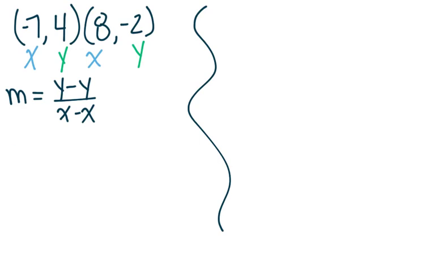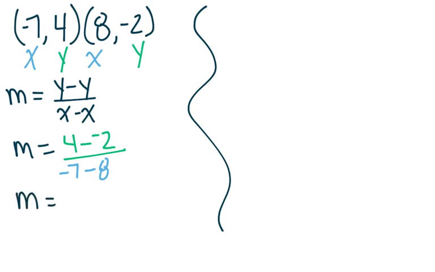So then I'm going to go m equals, my y's are going to go on top, so I have 4 minus a -2. So remember that minus sign is always there regardless of what the sign is. Over, and then our x's are -7 minus 8. So then we have m equals 4 minus a -2 turns into a positive. 2 negatives make a positive, so 4 plus 2 is 6. And then -7 minus 8, remember that's 7 bad guys, and 8 more bad guys makes -15 bad guys.